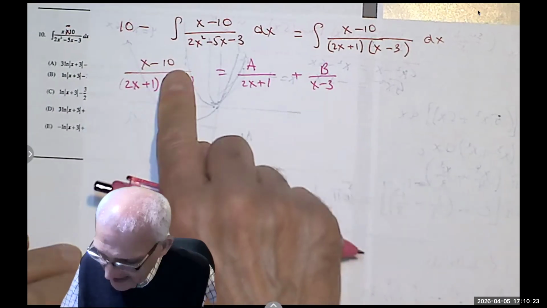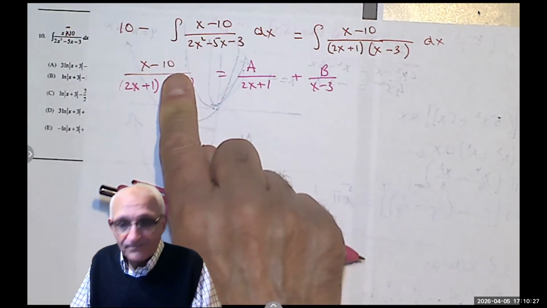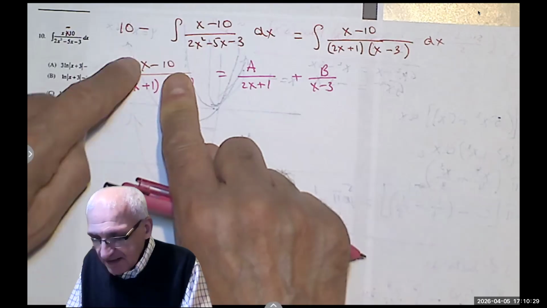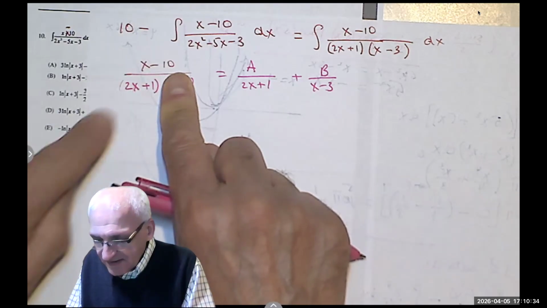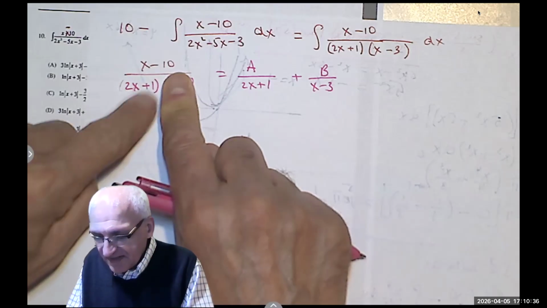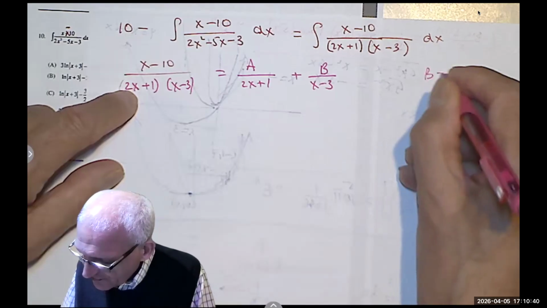So you hide the x minus 3 and substitute x equals 3 in the rest. So you get 3 minus 10 is negative 7. And 2 times 3 is 6 plus 1 is 7. Negative 7 over 7 is negative 1. So B is negative 1.